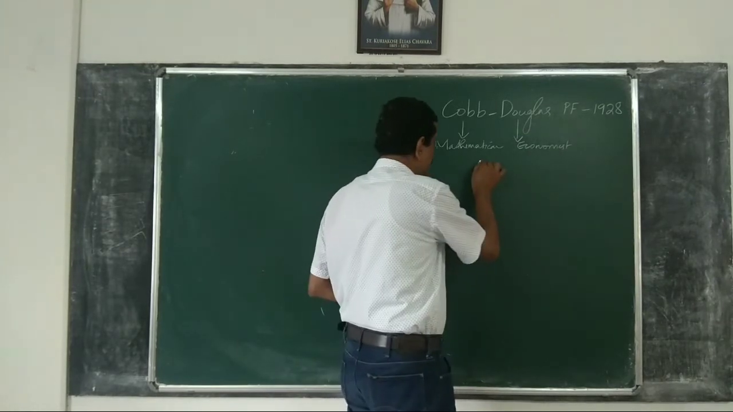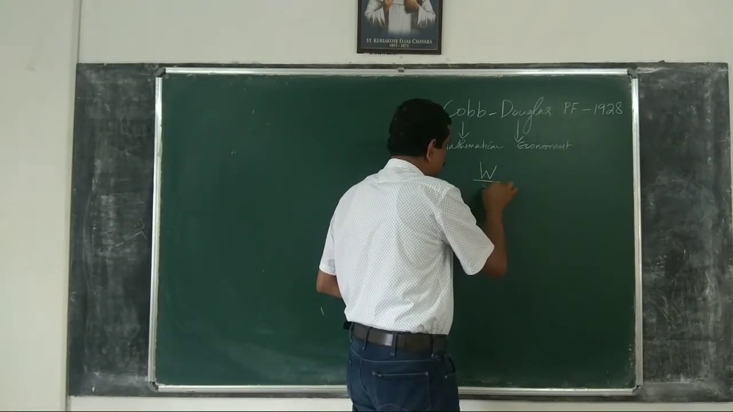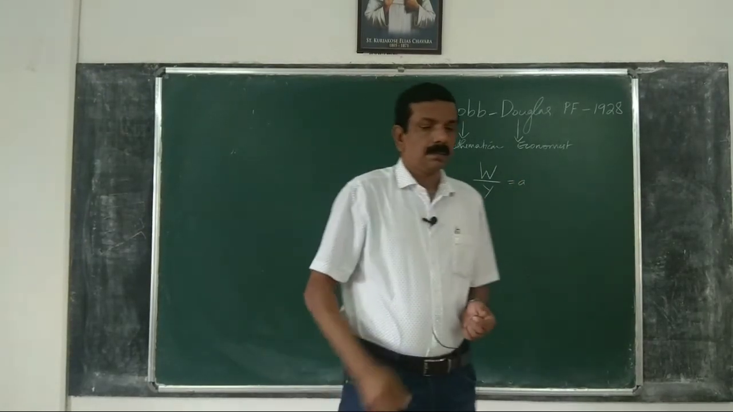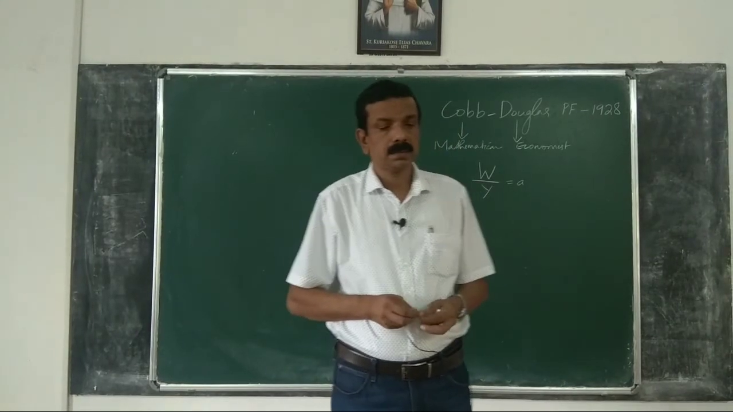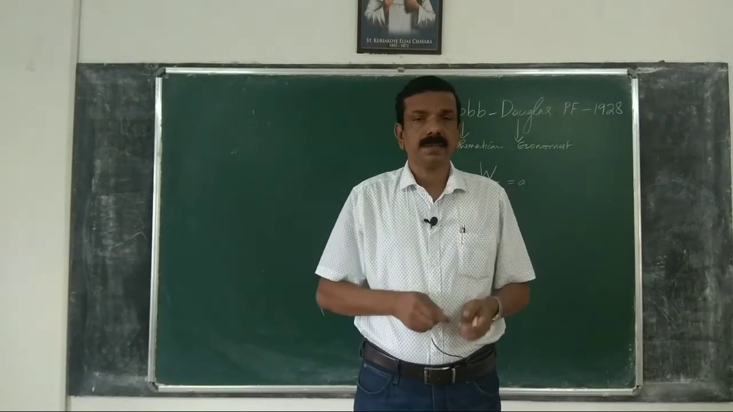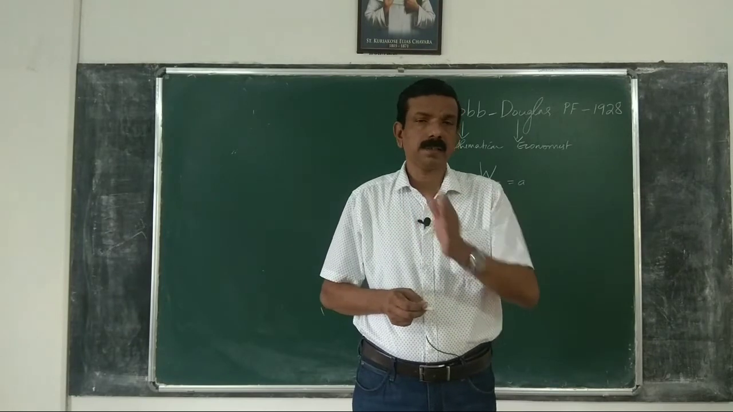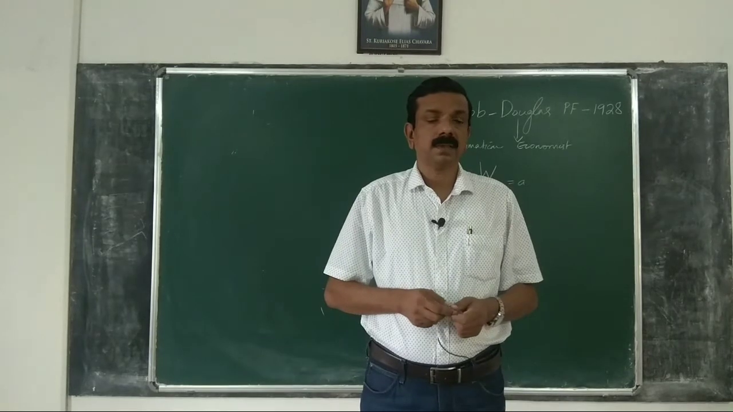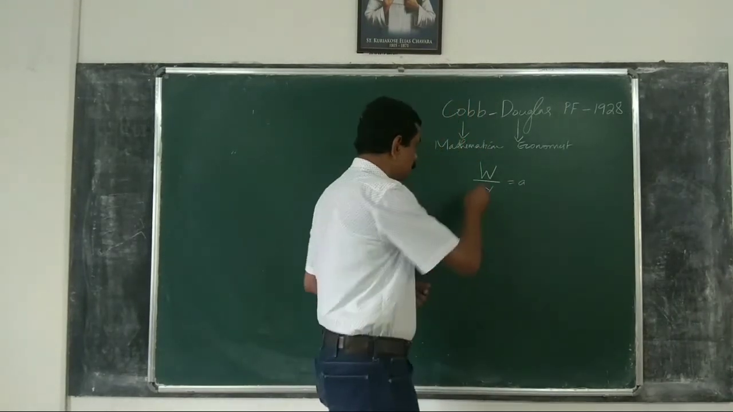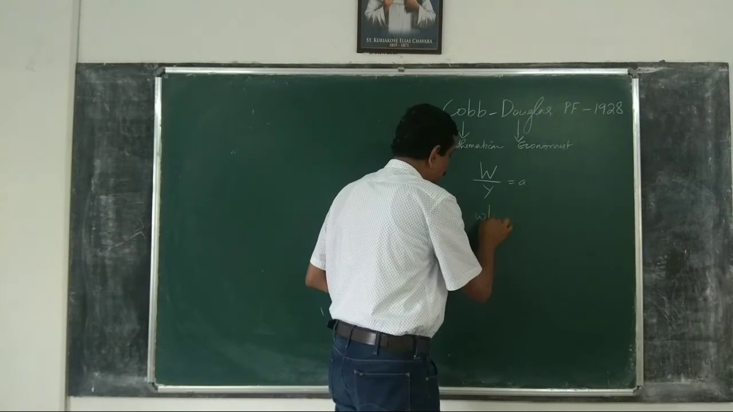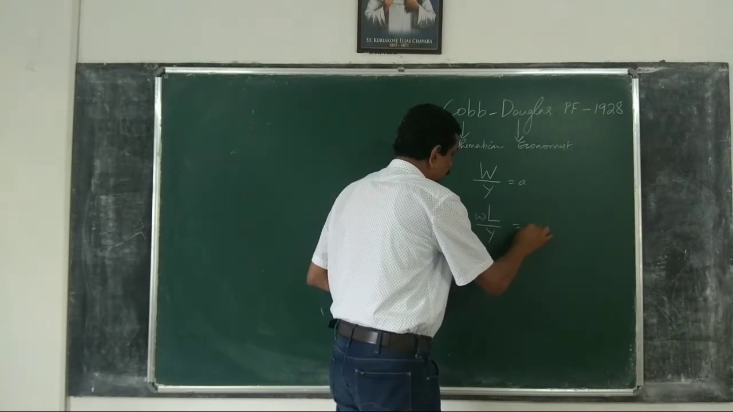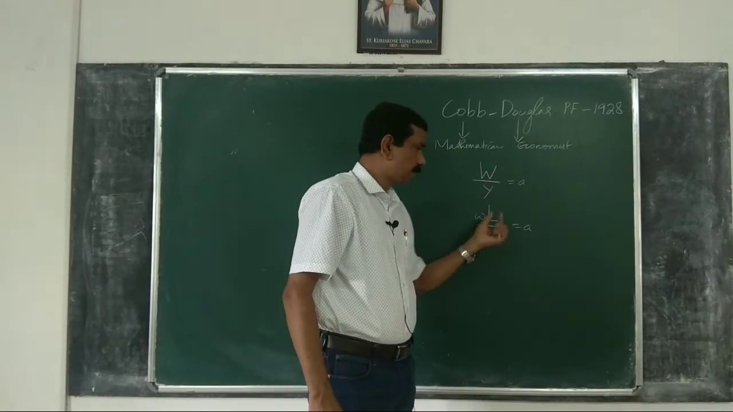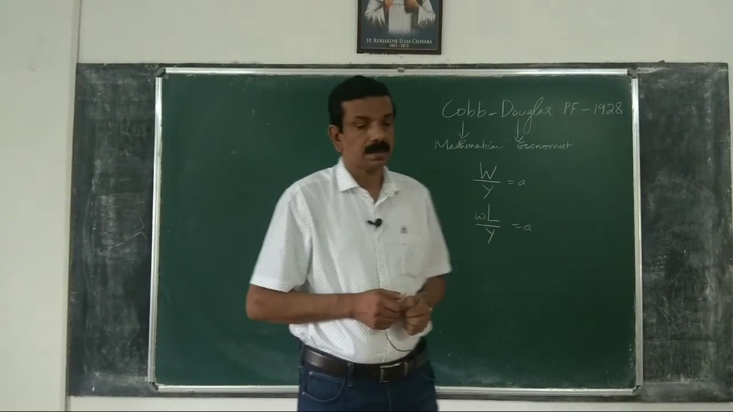Specifically, he observed that W by Y is a constant. W is the share of wage in national income. Y is national income. So, the share of wage in national income is a constant. Or W can also be written as wage rate into L by Y. Wage rate into number of laborers employed, total wage bill, WL by Y is a constant.